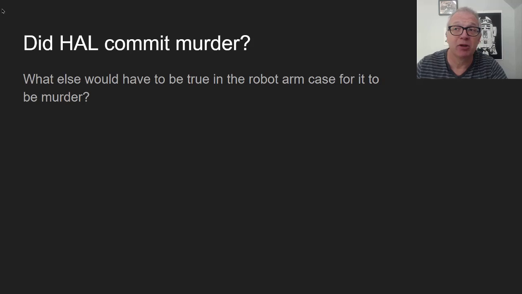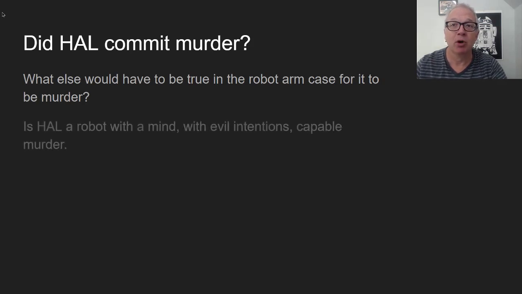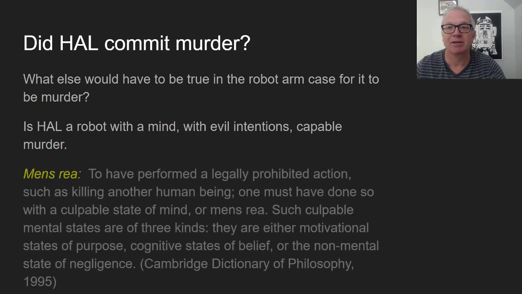What else would have to be true in the robot arm case? So just leave the lion aside. But if the robot arm or a machine or a computer program were to commit some action, what else would have to be true of it for it to be a murder case? Is HAL a robot with a mind, with evil intentions, that's capable of murder? Is the question we're asking.